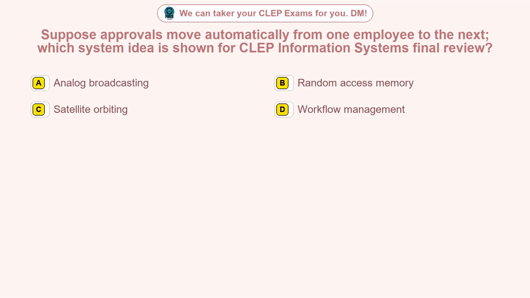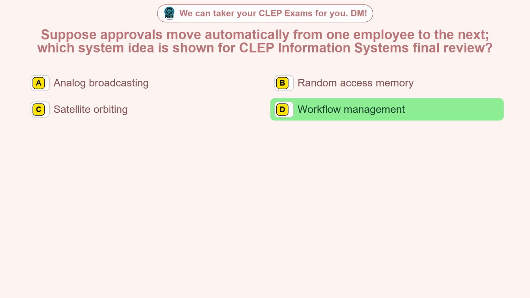Question 19. Suppose approvals move automatically from one employee to the next. Which system idea is shown for CLEP Information Systems final review? Option A. Analog broadcasting. Option B. Random access memory. Option C. Satellite orbiting. Option D. Workflow management. The correct answer is option D.